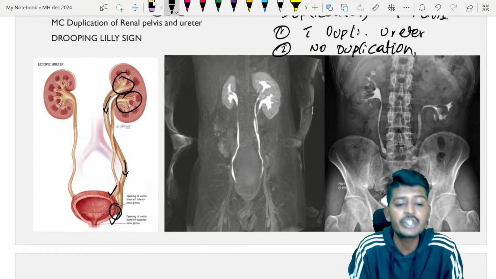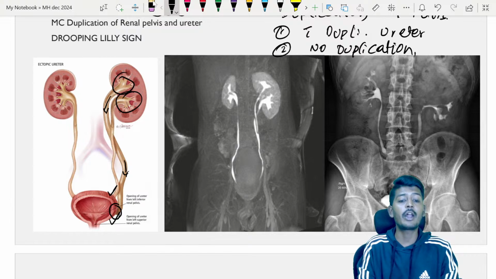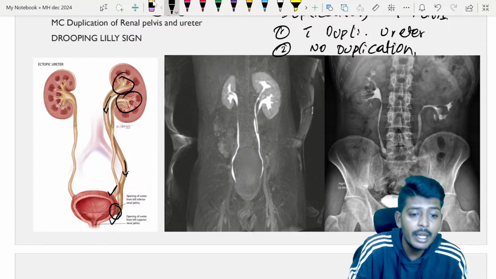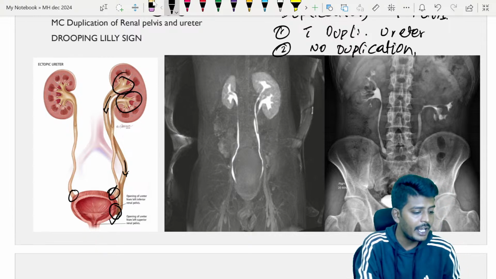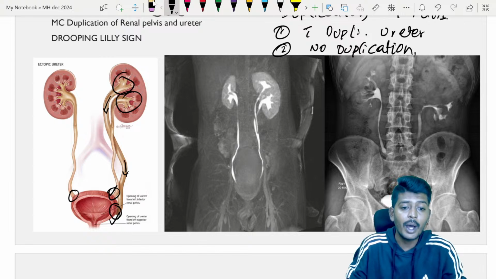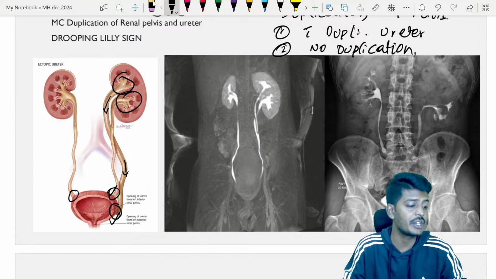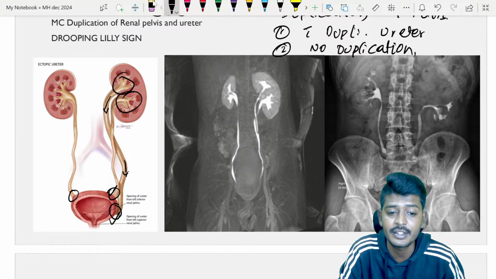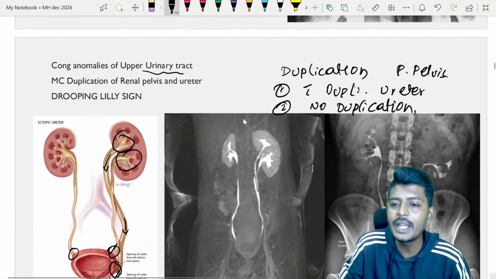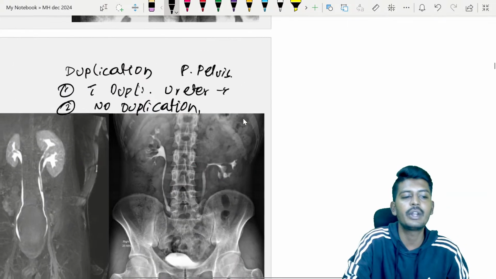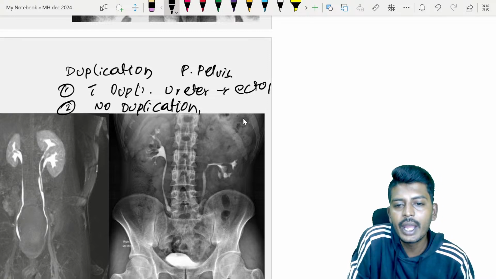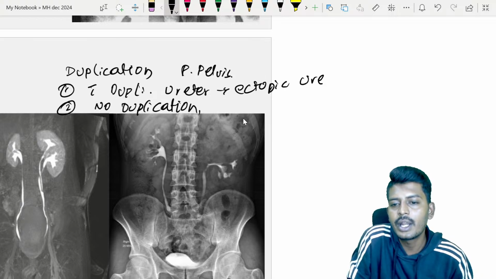Now, is it a normal location or an abnormal location? Abnormal location. Why? Because normally the ureter has to open in the trigone. But one more ureter is opening in an abnormal location. So if there is a duplication of ureter in children, it will lead to ectopic ureter.